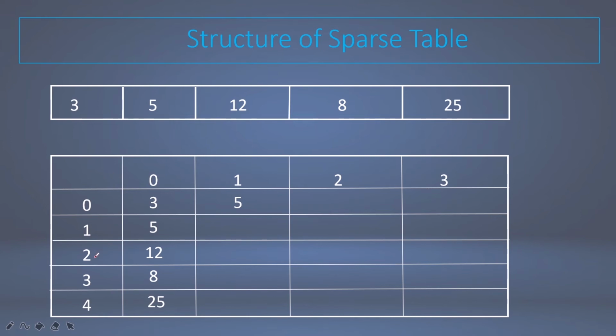Then the next position is 2. I will take the maximum element from this position of block size 1. This is 12, so I will combine this 5 and 12, then the maximum will be 12. I will store this in the block size 2 from this position.